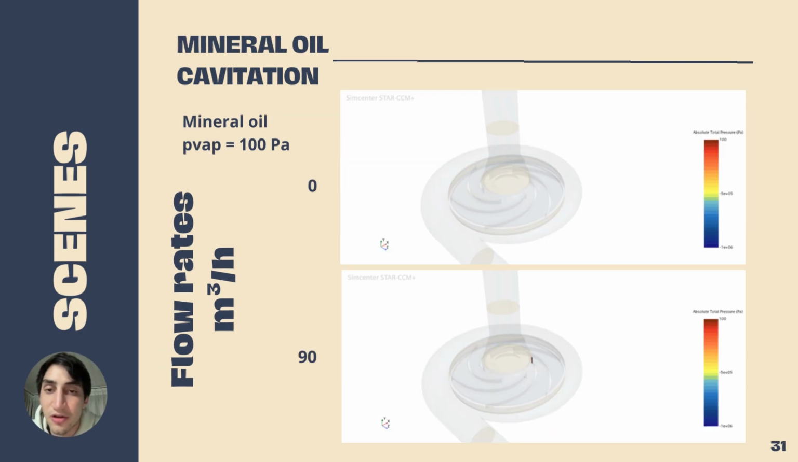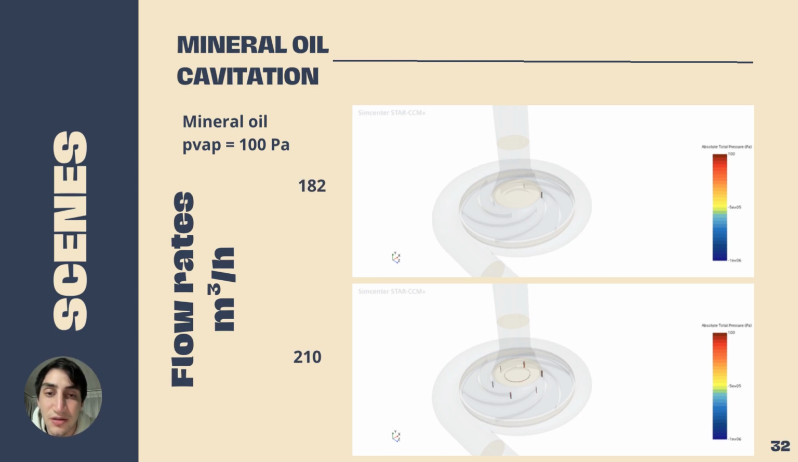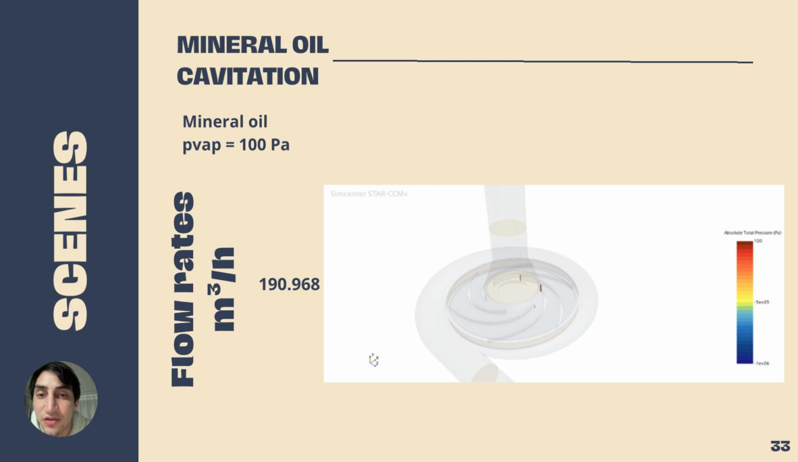Now for mineral oil, the vapor pressure is 100 pascals. We can see that at 0 it has no cavitation, but as flow rate increases, cavitation starts to begin at the eye of the impeller. Although there is cavitation, there is less than in the water scenes. This is the cavitation for the mineral oil BEP.